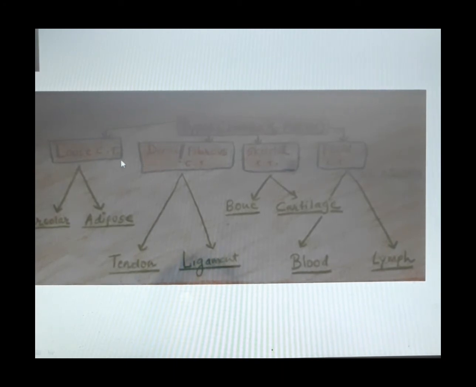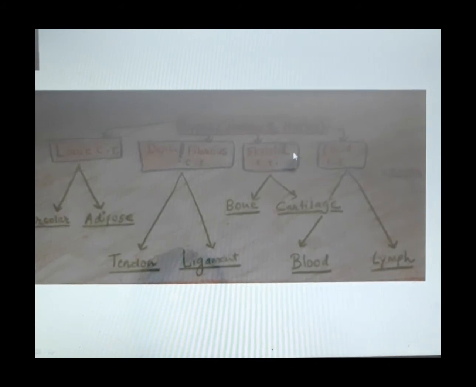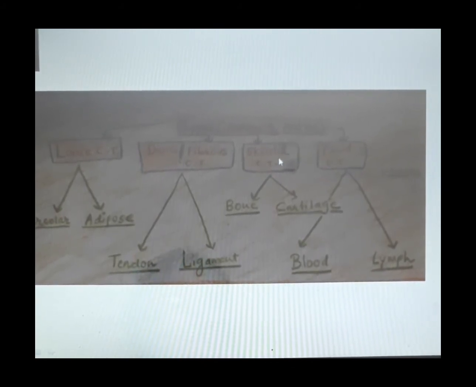Now, if you look at the terms, you will be able to understand the meaning or the nature of the matrix over here. In case of loose connective tissue, the matrix is loosely arranged. Whereas in case of dense or fibrous connective tissue, the matrix is made up of fibers and it is dense in its appearance. In case of skeletal connective tissue, the matrix is hard. We know that bones form the skeleton of the body, and bones are hard, brittle and rigid. That is because of the hard matrix of bones.